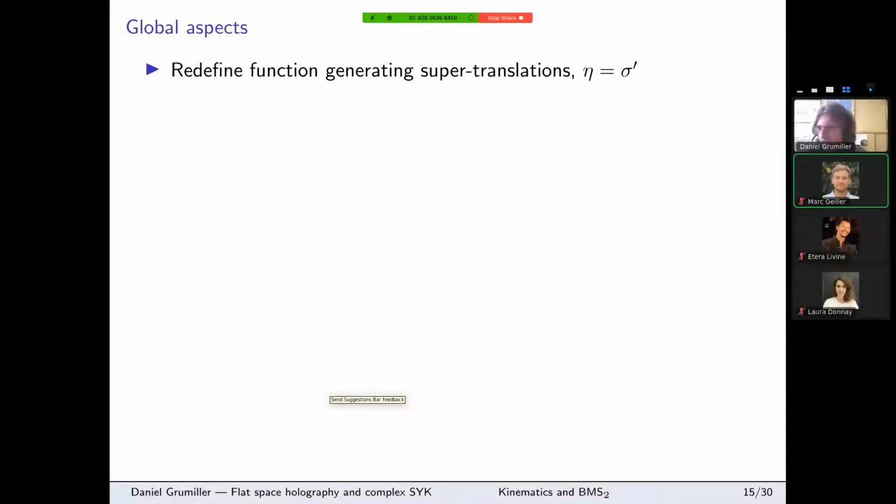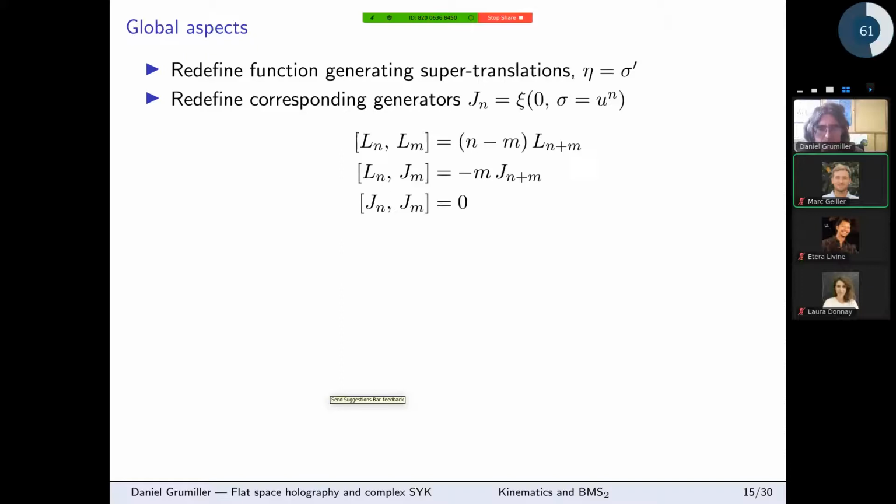Before discussing the dynamical aspects and presenting a concrete model that realizes these symmetries as asymptotic symmetries, let me address a global aspect that is of some relevance, and you will see what it means physically a bit later. Just for fun, let me redefine the function that generates super translations in this way. Instead of eta, I now use sigma, and the relation is by taking a derivative. So eta is sigma prime, or sigma would be the integral of eta. This is not just a change of basis. It's a bit like a change of basis, but something non-trivial happens to the zero modes, as we shall see in a second.